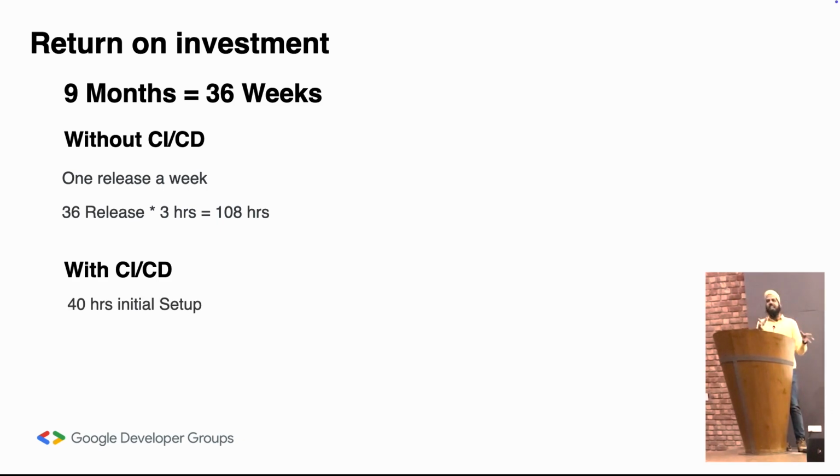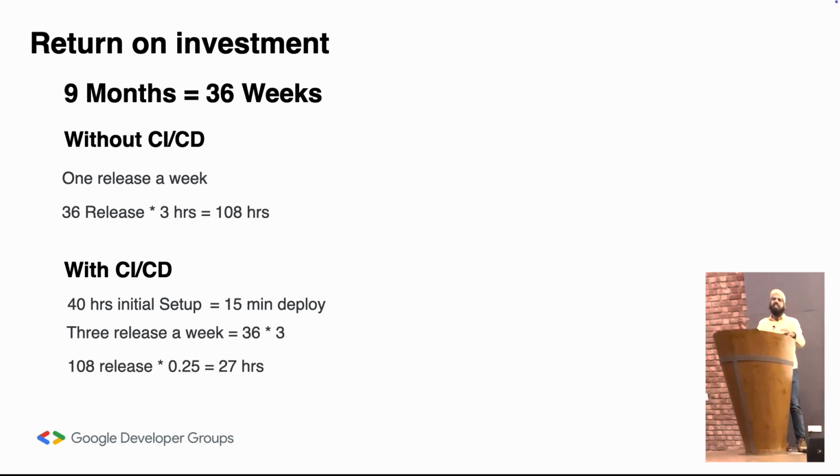And if you go with CI/CD, let's say you don't know CI/CD, right? So you have to set it up and you have to learn. So it will take a week, around 40 hours. And once you set it up, it will take you 15 minutes to deploy because it will just automate it. Now you can do 3 releases per week because it's just taking 15 minutes, right? So you are doing 108 releases, and each release will take 15 minutes of your time, which is around 27 hours. And then the initial 40 hours you spent to set it up. So you have around 67 hours of time for the whole CI/CD.